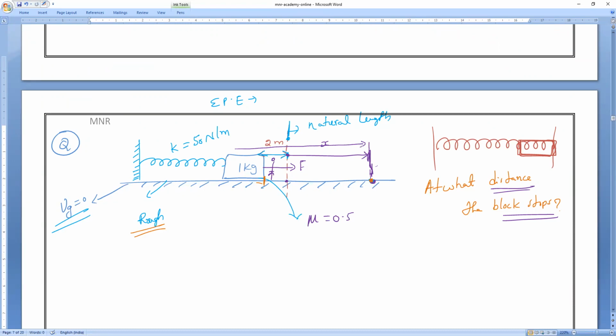Yes, sir. That is only what they are asking: at what distance does the block stop? That is only what we should find now. Do you all understand what I am saying, everybody? Yes? All of you? Yes, sir.